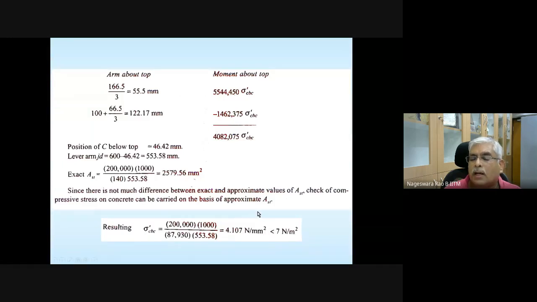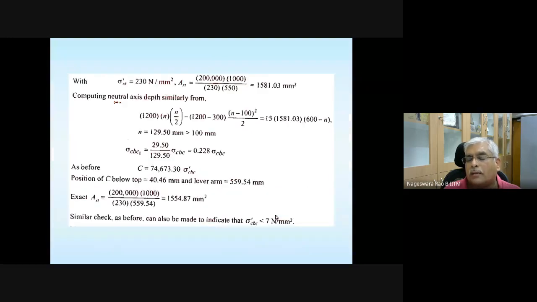Okay, so this is what actually design of a T section means: finding the area of steel and checking whether stresses are within the limits or not. And the same calculation is repeated with Fe415 steel, and here also a check is made.